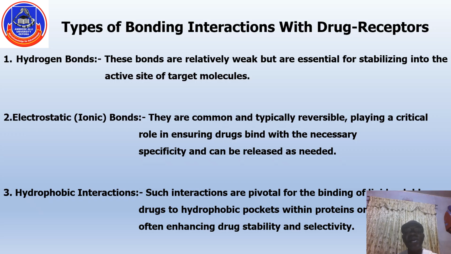When drugs bind to their biological targets, they rely on several main types of bond for such interaction to occur. The most common among these bonding interactions in drug targets include hydrogen bonding, electrostatic bond, hydrophobic interactions, van der Waals forces, and covalent bond.